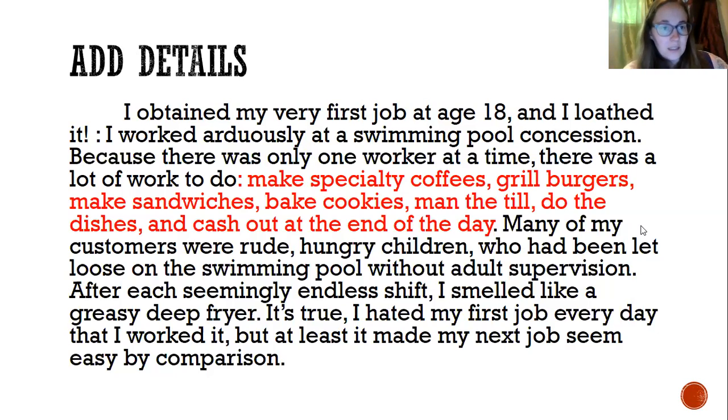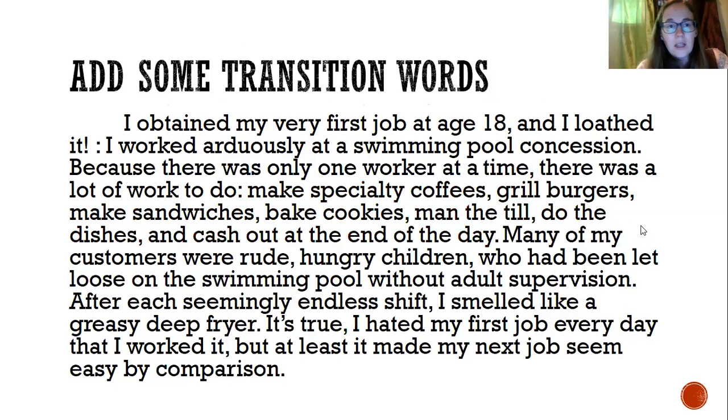So my second sentence reads: Because there was only one worker at a time, there was a lot of work to do: make specialty coffees, grill burgers, make sandwiches, bake cookies, man the till, do the dishes, and cash out at the end of the day. So that really shows, oh, that is a lot of work for just one person by actually listing it all off. So details are great to add to writing. And then add some transition words. So transition words are words that sort of help us go from one idea to another.